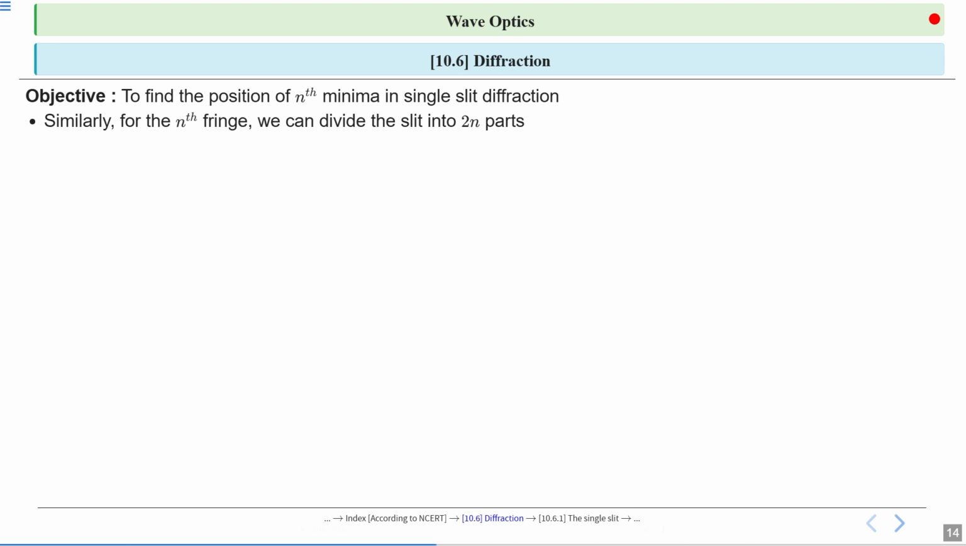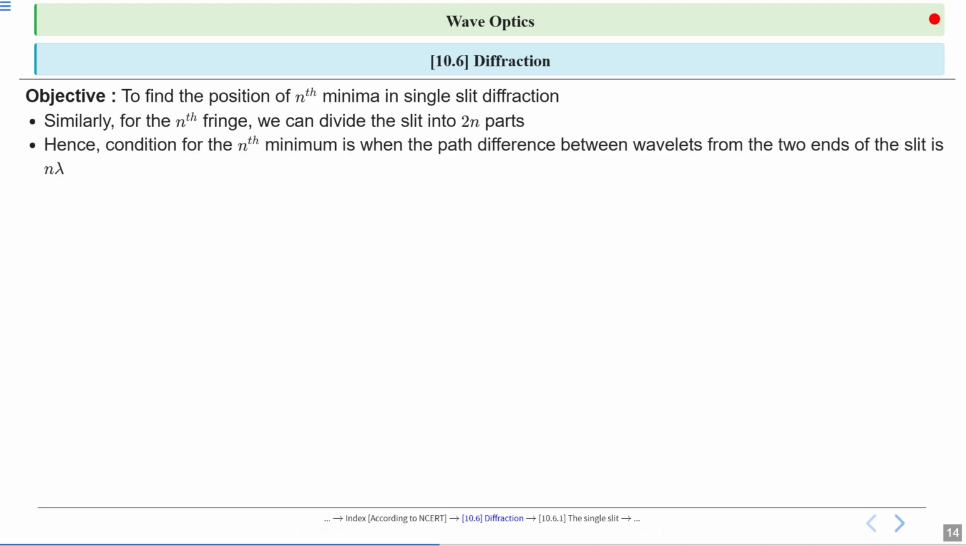This division helps us analyze how light waves interfere with each other. Why 2n parts? Because wavelets originating from every two consecutive parts should have path difference of lambda by 2, and they destructively interfere and form the minima at some position xn for nth minima. So this division helps us analyze how light waves interfere with each other to create the diffraction pattern.